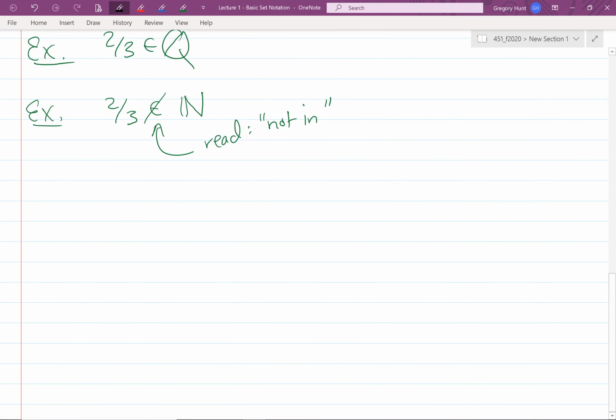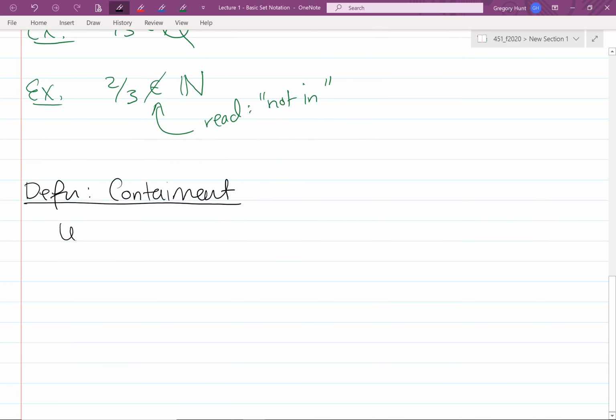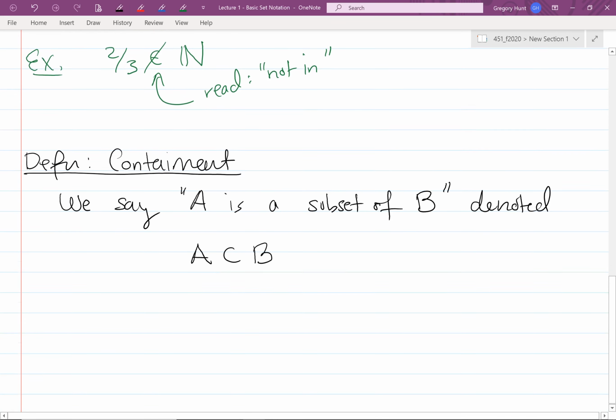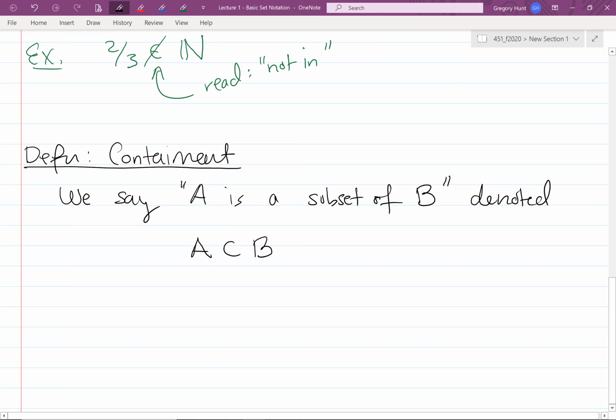Of course, once we define set membership, we can define containment of sets. And so we say that, quote, set A is a subset of another set B, denoted A backward C thing B. That is, A is a subset of B. And this is a definition. We say that A is a subset of B if X being in A implies that X is in B.